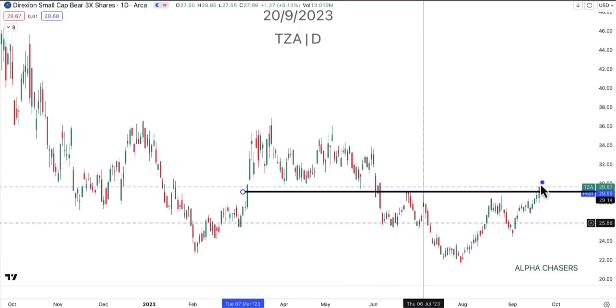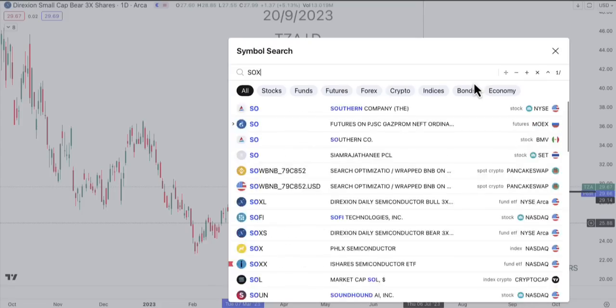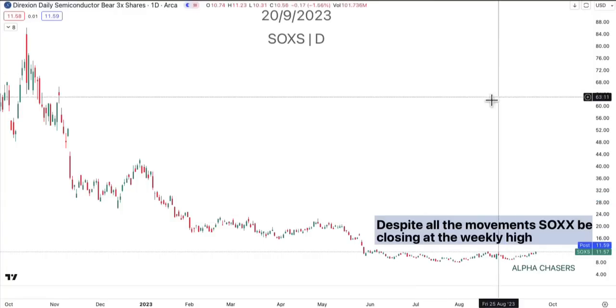Remember, people always say, oh, I don't want to buy it because it's not going to get me as much. Remember, these 3X funds, they are calculated daily by the move. Now, why is that important to know? It's important to know because here we are with the SOXX.